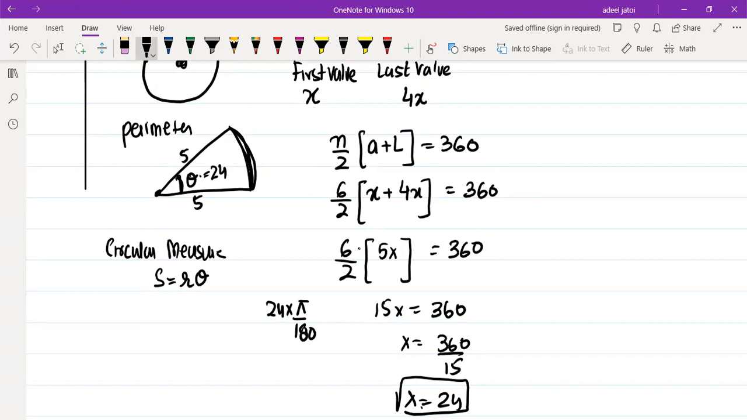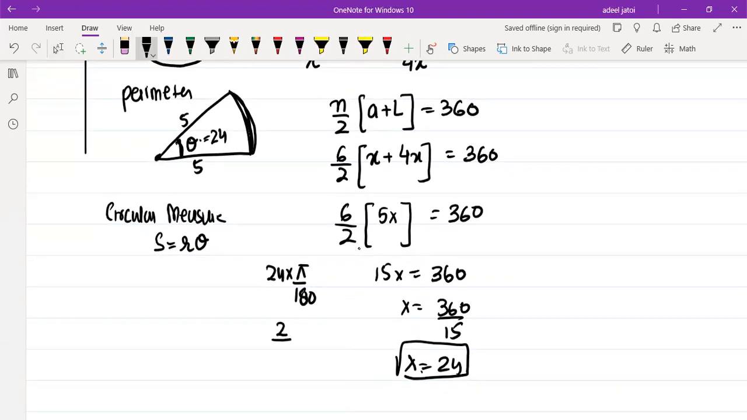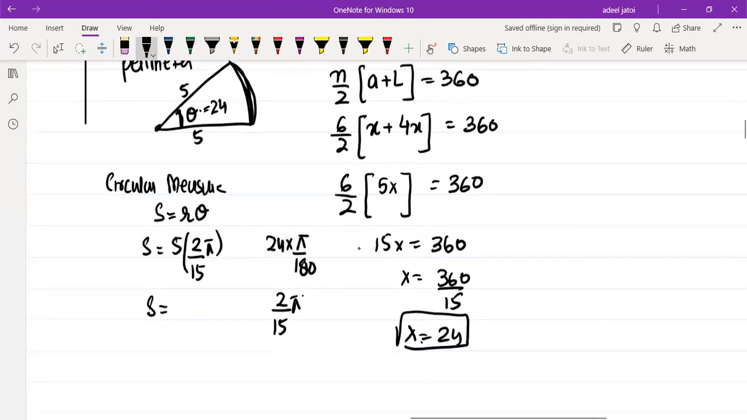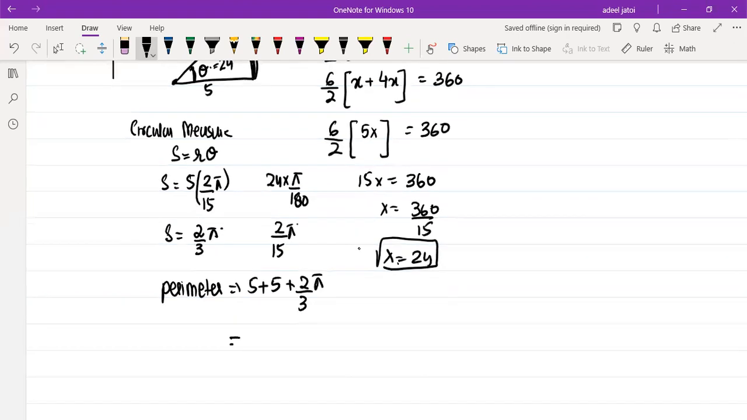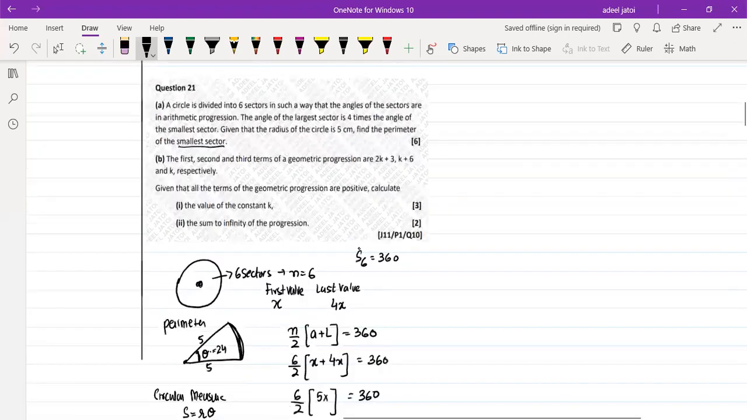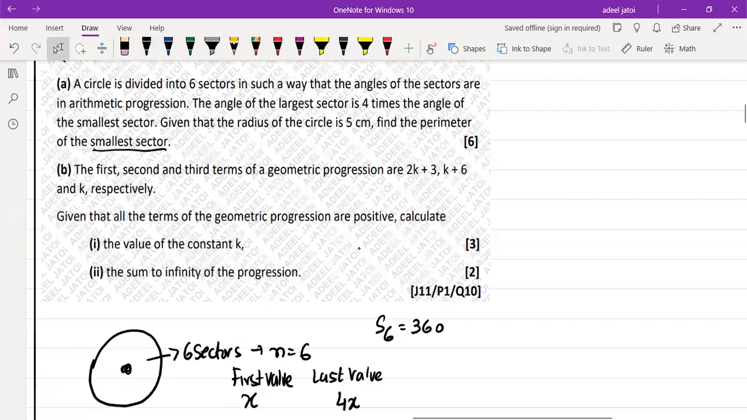24 into pi upon 180 is 2 divided by 15 pi. So that means the arc will be 5 times 2 divided by 15 pi. So the s will be 2 upon 3 pi. What I need to understand is that the perimeter is adding up all the sides. So you should know 5 is the radius, another 5 is the radius, and the arc length is 2 upon 3 pi. So the perimeter is equal to 12.0, which can be written as 12.1. So this is the perimeter for part 1, June 2011, paper 1, question number 10.